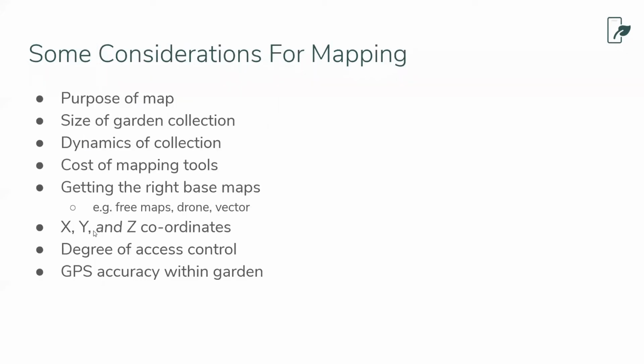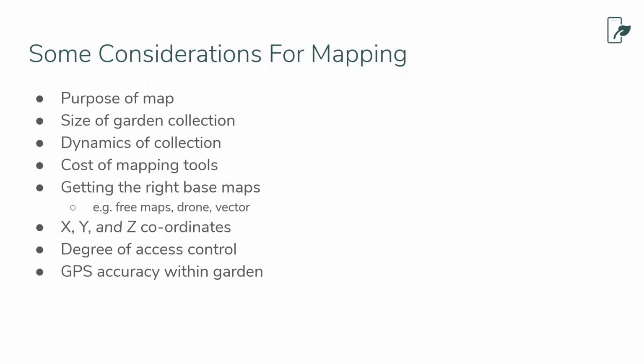So there are a lot of considerations when it comes to mapping that we're just going to quickly run through. This isn't an exhaustive list, but it's some examples that are important when it comes to mapping your collection. The first is, what is the purpose of that map? So is it being used for curatorial purposes, or is it particularly focused on visitation, or indeed is it focused on both?